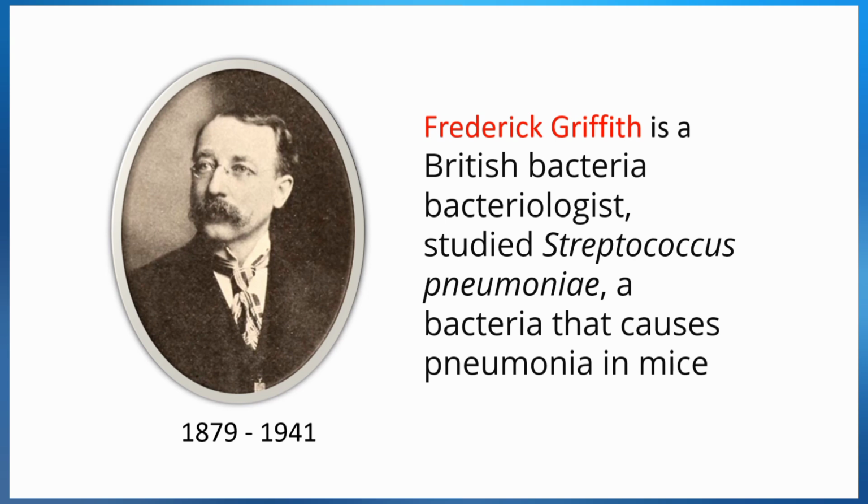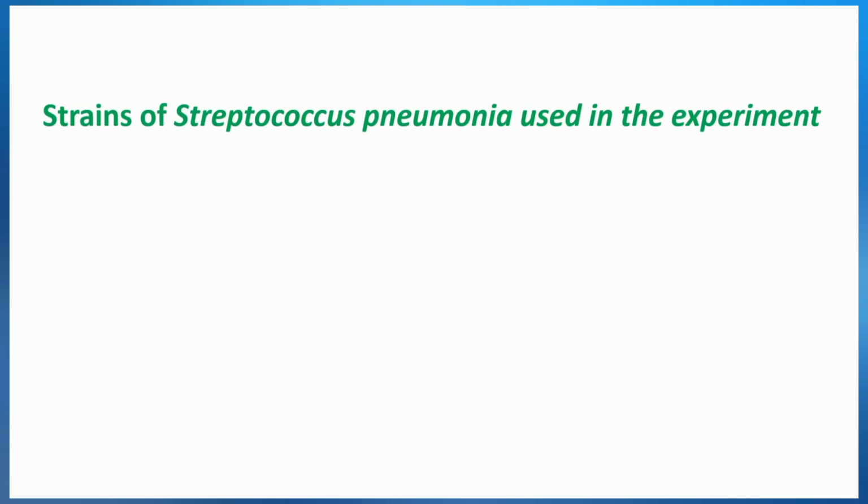In his experiment, he used two strains of Streptococcus pneumoniae. Streptococcus pneumoniae as a bacteria is responsible for causing the pneumonia disease, and there are two strains of the bacteria. The first strain is called the smooth strain, which is virulent.